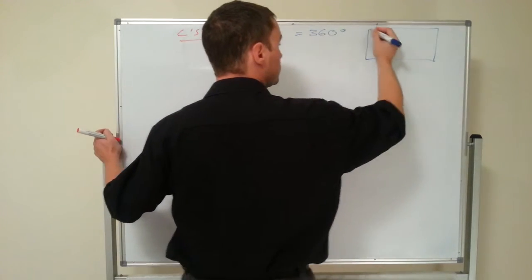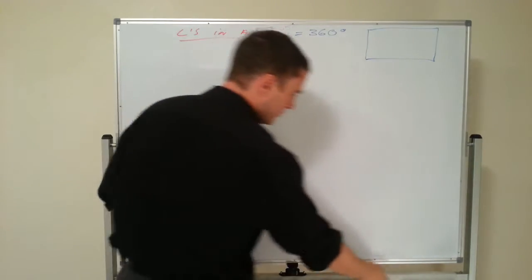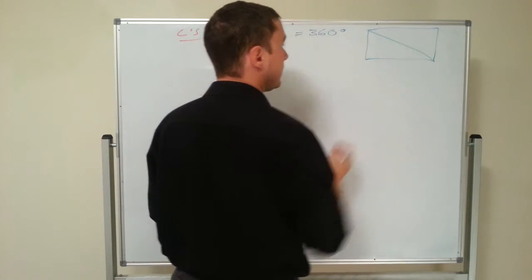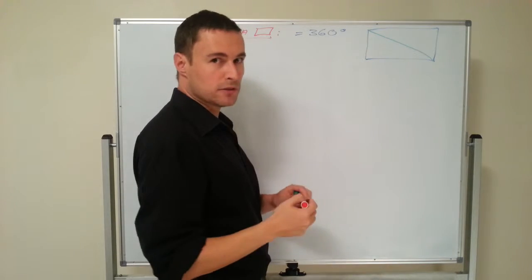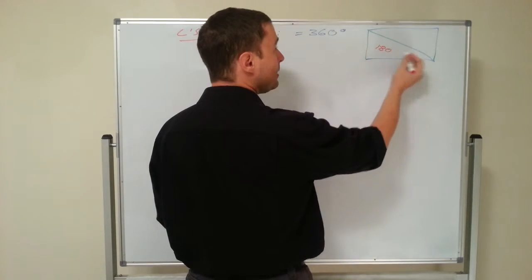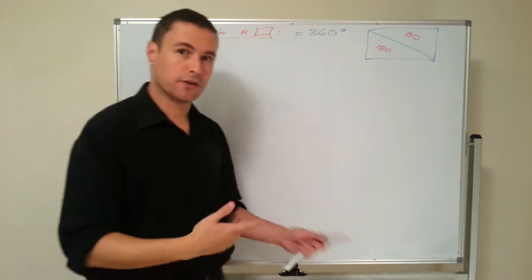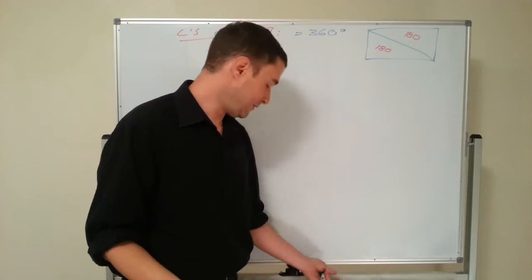If I draw a quadrilateral, any quadrilateral, doesn't make a difference, and I divide that quadrilateral into two triangles, okay? Well, we know from angles in a triangle that this equals 180, and then this equals 180. So if I've got two of them, they have to add up to 360 degrees. Are you with me? Alright.